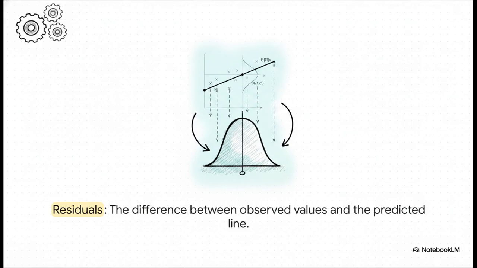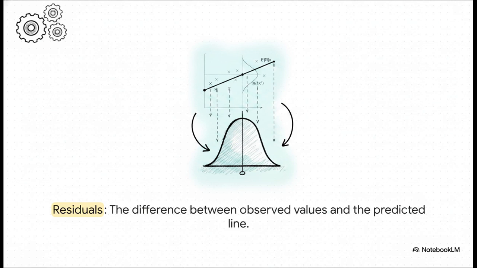If you picture a regression line running through a bunch of scattered points, the vertical distance between an actual real-world data point and the line we drew, that gap is our prediction error. Yeah. In statistics, we call that gap a residual. It's just the difference between the true observed value and what our line guessed.